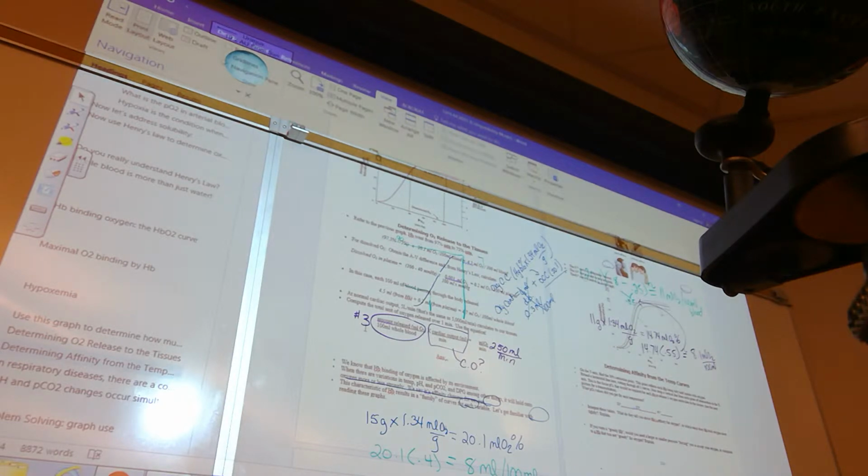Again, we might get different answers to that question based on how you drew your lines for patient 3 and how you interpreted the percent saturation.